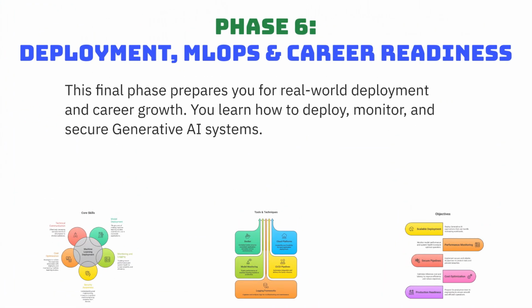Phase 6. Deployment, MLOps, and career readiness. This final phase equips you for real-world deployment and long-term career growth in generative AI. You learn how to deploy, monitor, and secure AI systems effectively. It also emphasizes building a strong portfolio and developing professional readiness for industry roles.